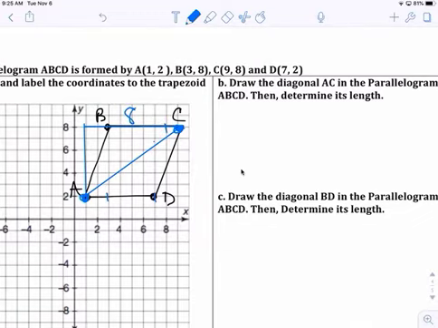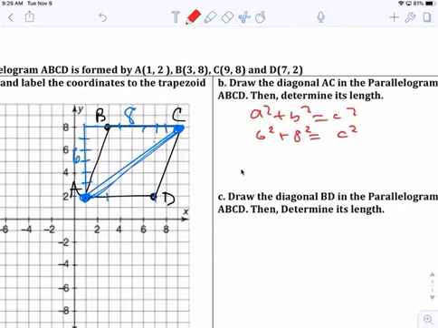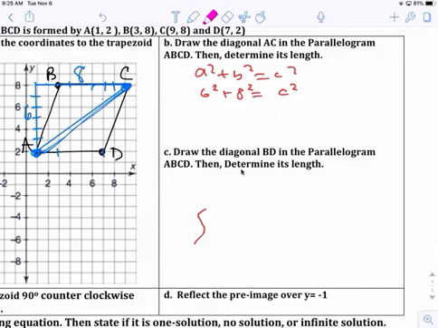Okay, that counts as 8. See? 1, 2, 3, 4, 5, 6, 7, 8. 1, 2, 3, 4, 5, 6. Okay, you see that? Now find this distance. It's 10. If you do Pythagorean theorem, 6 squared plus 8 squared equals c squared. Finish. Draw the diagonal, then determine its length. BD. And do the same for BD. Erase all this. B to D.